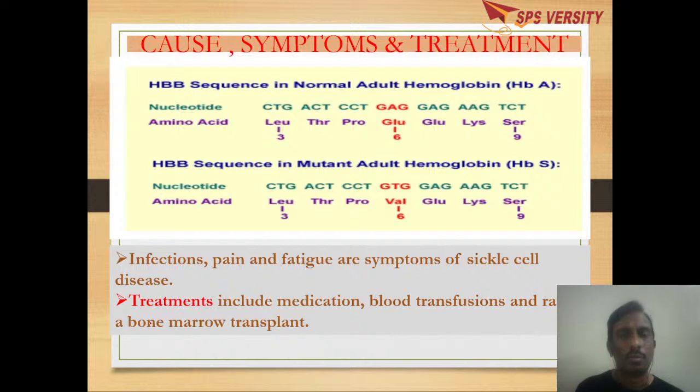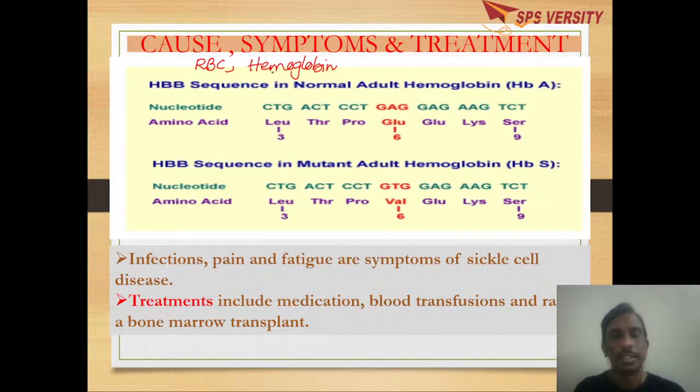So we'll see what is the reason, what is the cause for this. In sickle cell anemia, it is related to red blood cells. In red blood cells, again there is a pigment called hemoglobin. The reason for this is a change in the gene of hemoglobin.